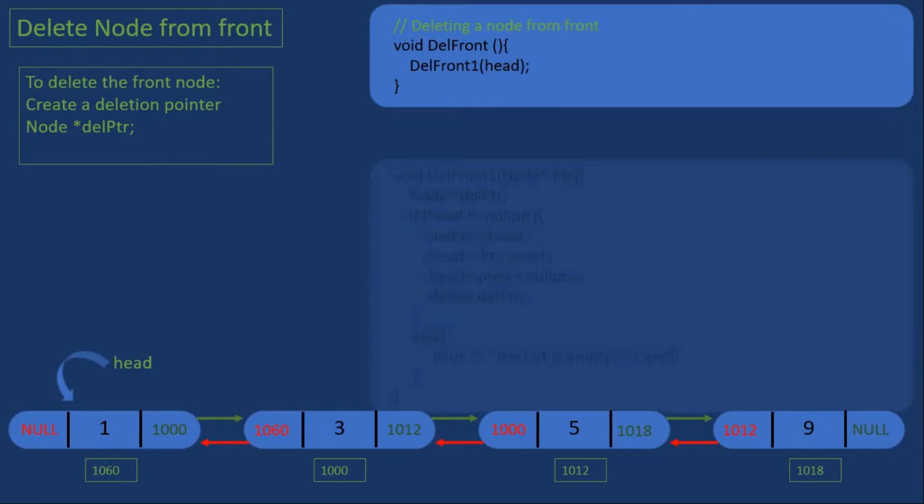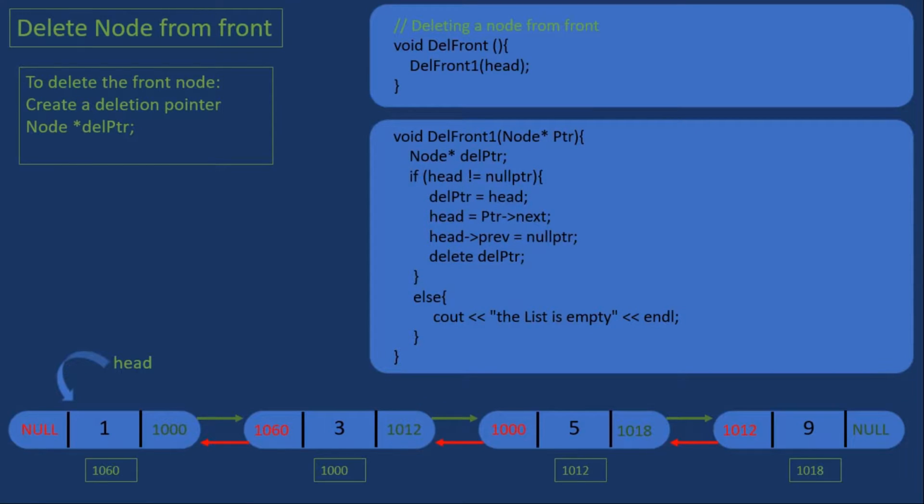The del front1 function is also a void function and takes in a node pointer as an argument, and we will create another pointer which we will use to point to the node we want to delete, and we'll call it the del pointer. It's a node pointer, that's why we use Node star before we declare it. And we'll check our first condition. The if statement will check if the head node pointer is not pointing to null, or if we have nodes in our doubly linked list.